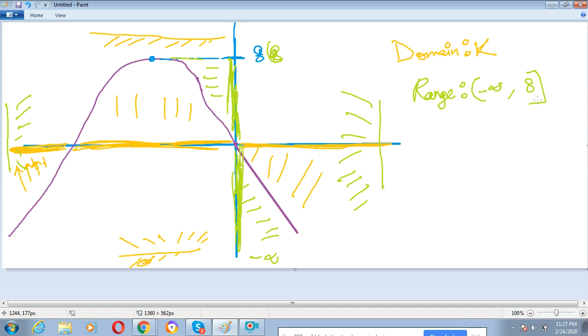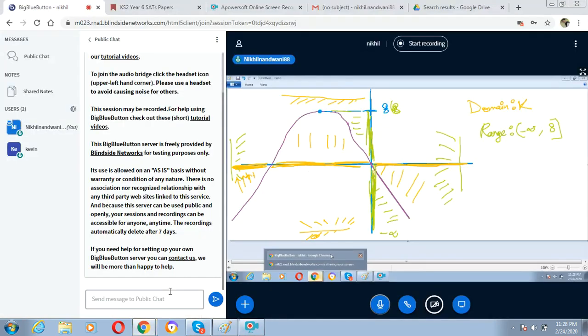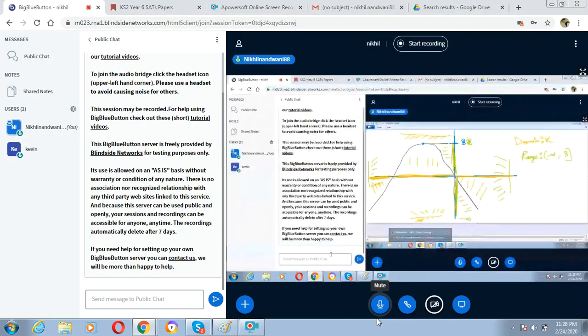So I think that's it. You can do the remaining questions of this exercise as homework. You can even solve the exercise questions without seeing.